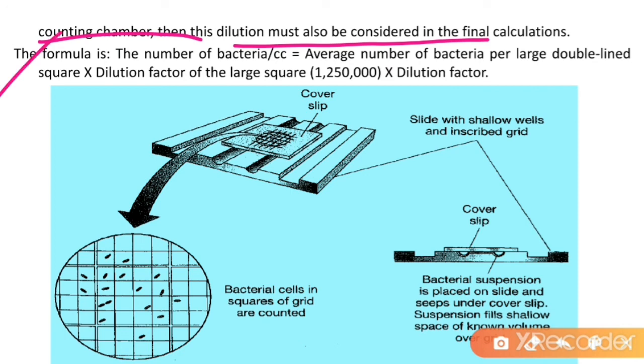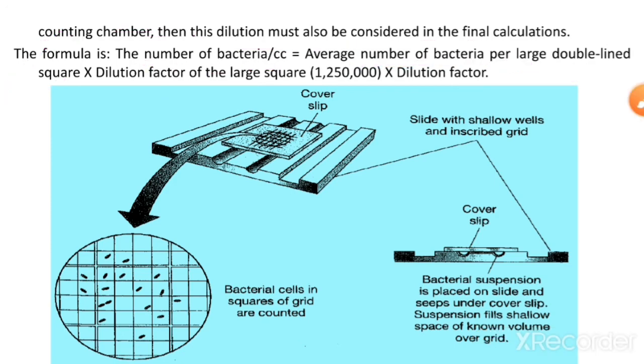The formula is: the number of bacteria per cc is the average number of bacteria per large double-lined square, multiplied by the dilution factor of the large square, multiplied by the dilution factor. Now here we have to keep all the bacterial cells in a squared cover slip, and after that we have to count the microorganisms under the microscope.